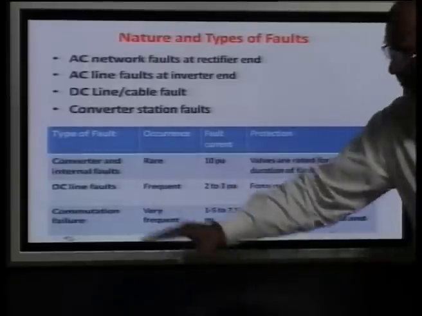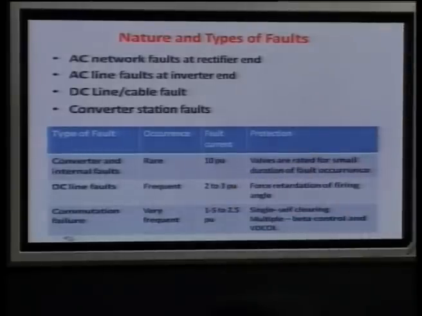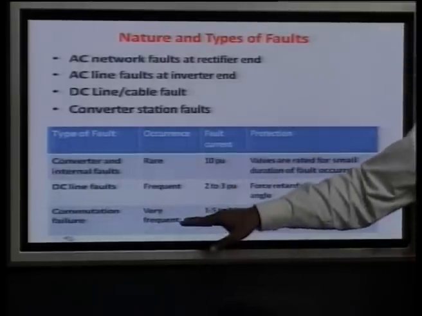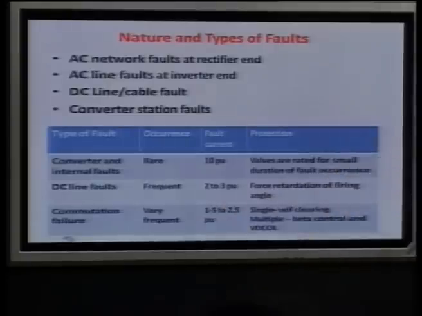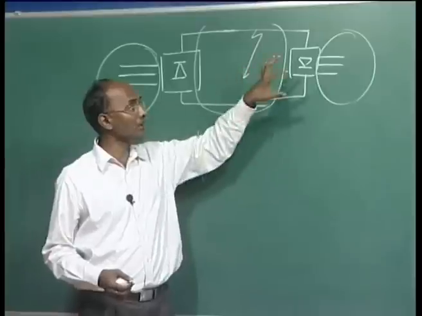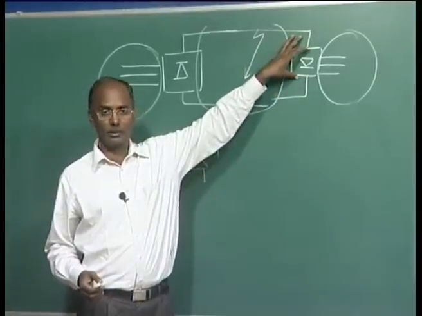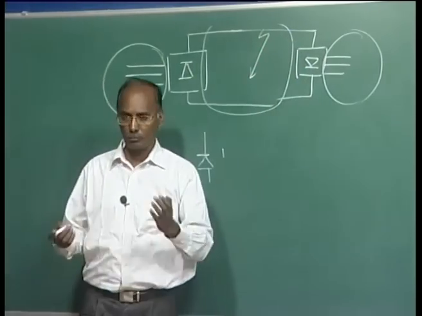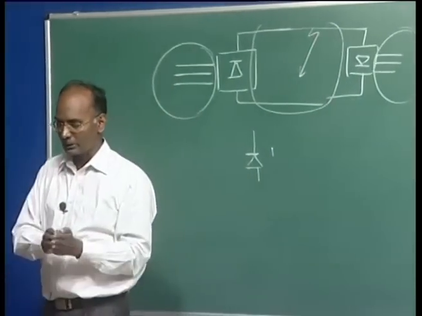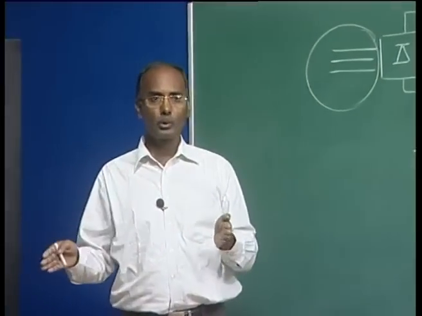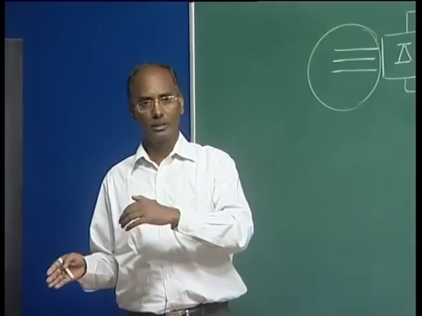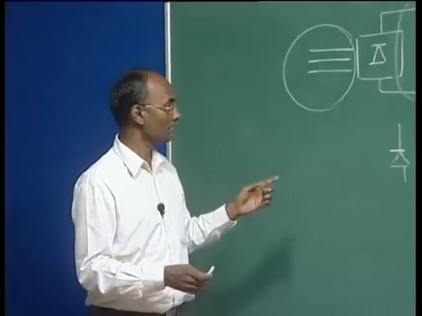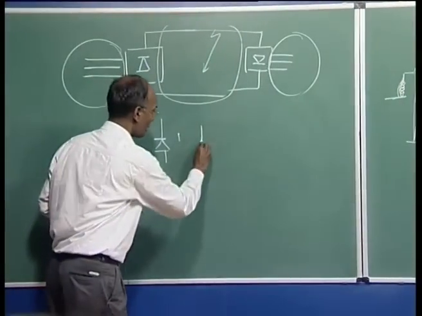Another fault is the commutation failure, which is very frequent, especially, and this commutation failure always occurs in an inverter. We will discuss more detail about the commutation failure, because commutation is when an incoming valve is unable to take over the complete current. Let us suppose the commutation is occurring between 1 and 3 here.